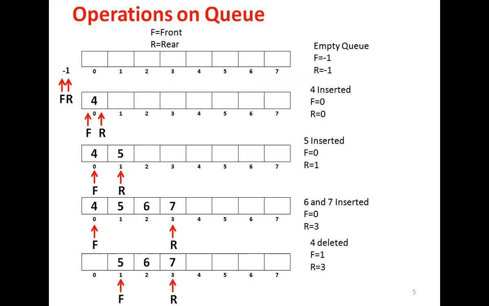And remember, this front and rear are actually pointing to the index of the array. Front and rear values are the index values. Remember this. And don't say that front is 4 or rear is 7. Don't say like that. Front means these index values, front or rear. Is that clear?